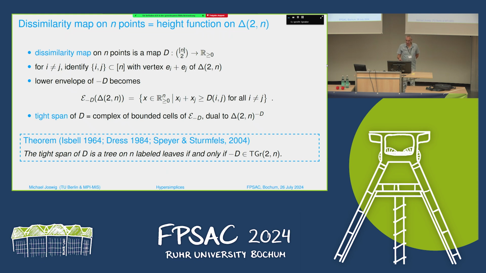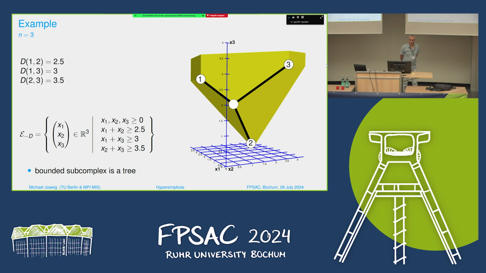All right, so here's the construction with an example. It is tiny, tiny, tiny, but it's the only example that I can draw in its entirety. So suppose you have just 3 points, and their distances are as given. So the distance between 1 and 2 is 2.5, the distance between 1 and 3 is 3, and the distance between 2 and 3 is 3.5, and then of course symmetrically extended, and the distance of each point to itself is 0.